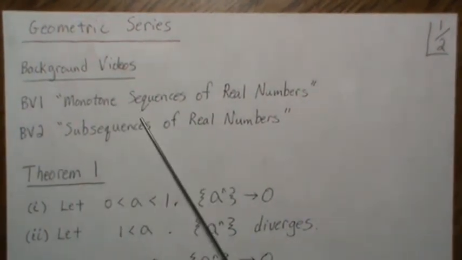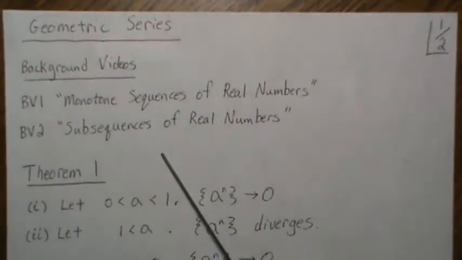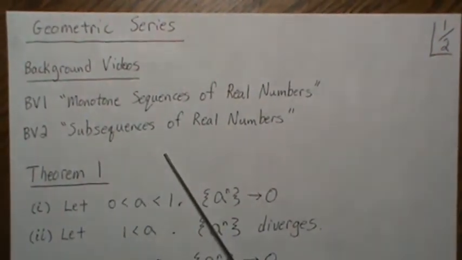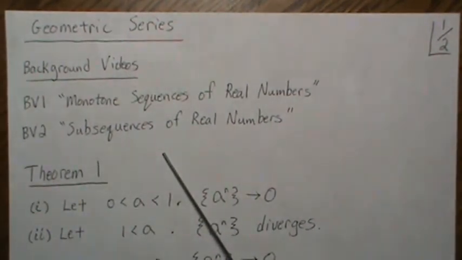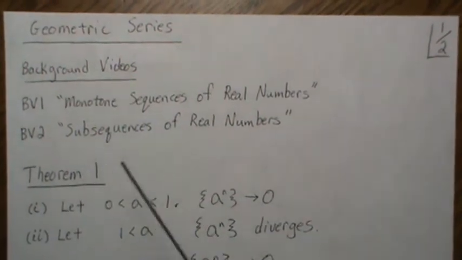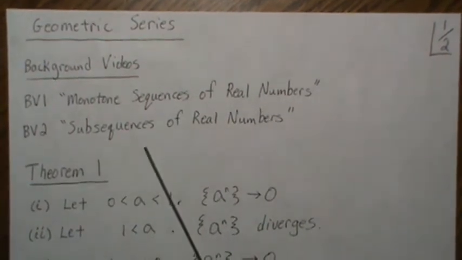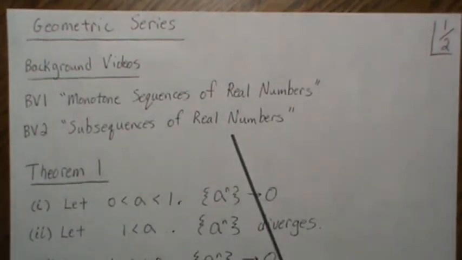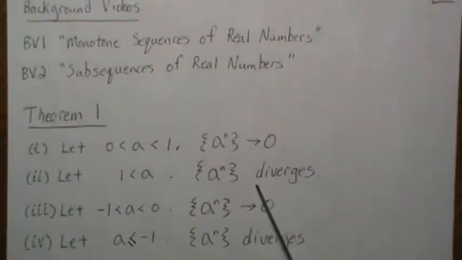For this video, we're going to prove that it does converge under certain conditions, but whether it converges or not depends upon whether a specific sequence of numbers converges. Remember, a sequence of numbers is just a sequence of numbers, but a series is when you add up those sequences of numbers. And so we need two background videos: monotone sequences of real numbers and subsequences of real numbers. So let's prove the theorem on sequences first, and then we'll get to the geometric series.